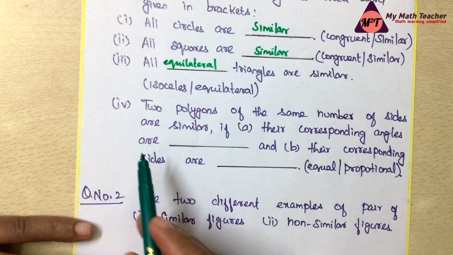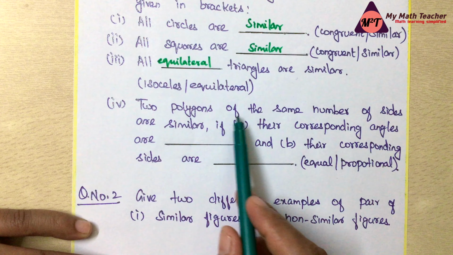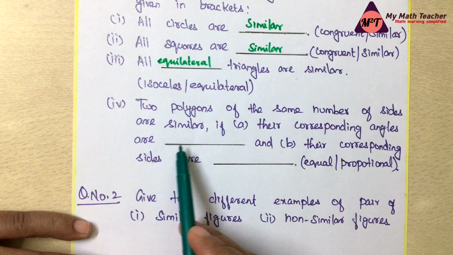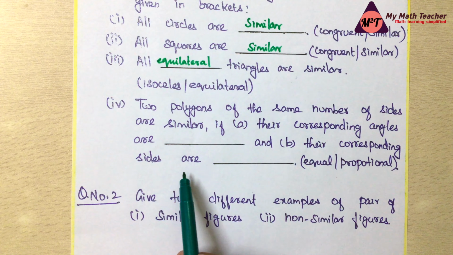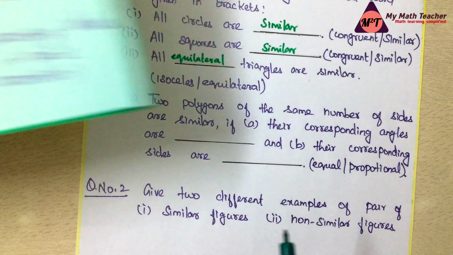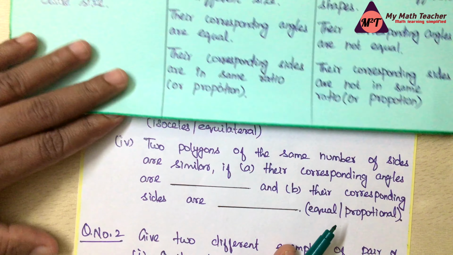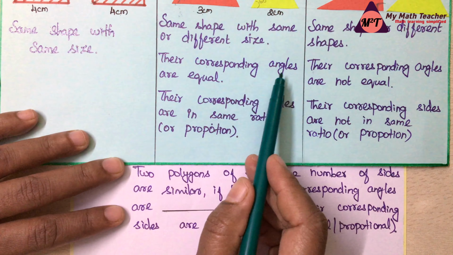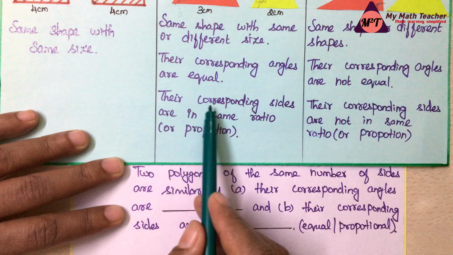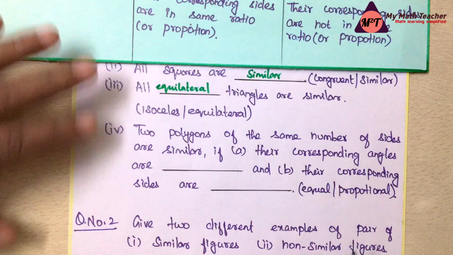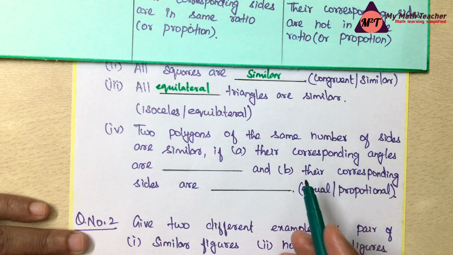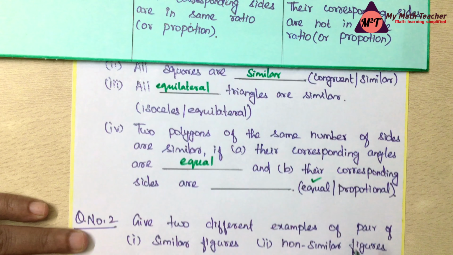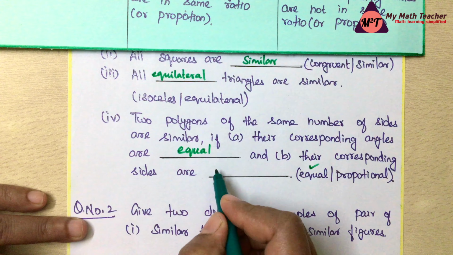Now, fourth one. Two polygons with the same number of sides are similar if their corresponding angles are dash and their corresponding sides are dash. Here we know that for similar shapes, their corresponding angles will be equal and their corresponding sides will be proportional. So we can write, their corresponding angles will be equal, the first one, and their corresponding sides will be proportional.